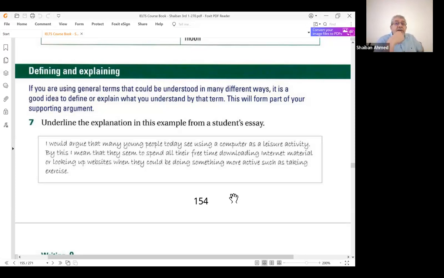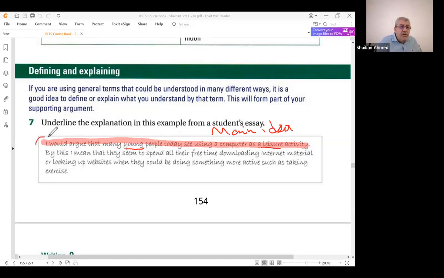I would argue that many young people today see using a computer as a leisure activity. So what do you mean by this here? Again, this is a revision of the previous paragraph. When you give a main idea, let's do it this way. Not common, that's the main idea. I would argue that many young people today see using a computer as a leisure activity. Leisure means entertainment, games, fun.